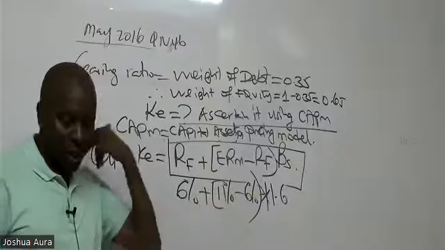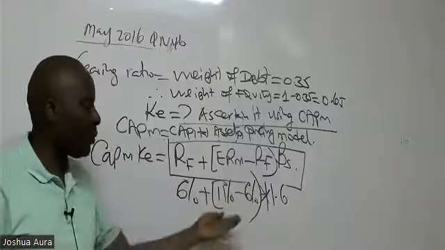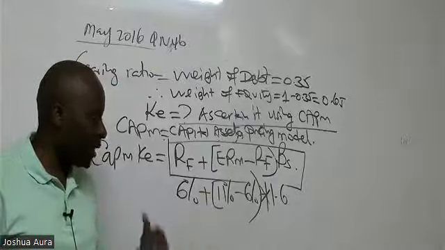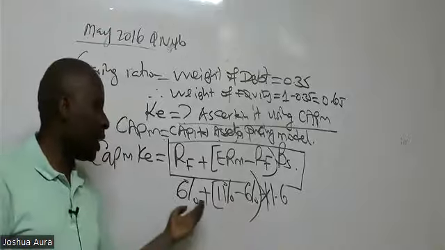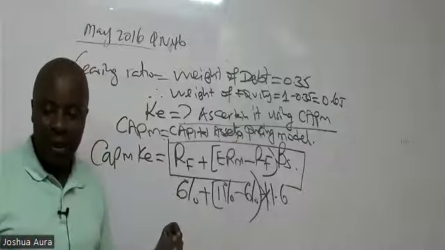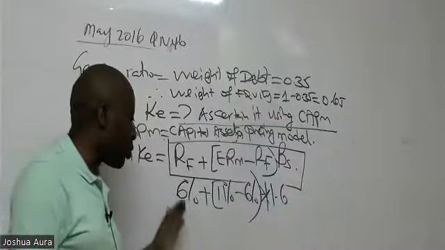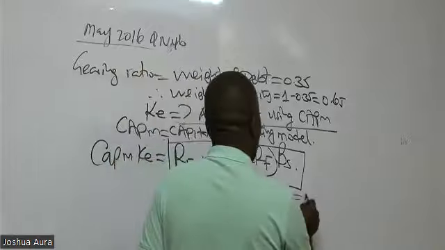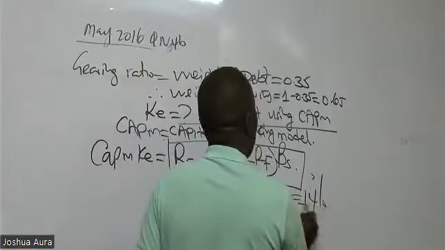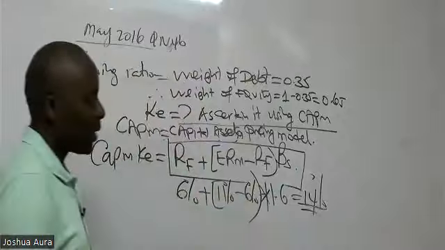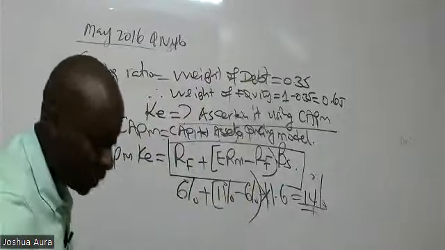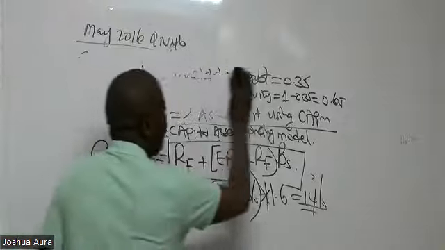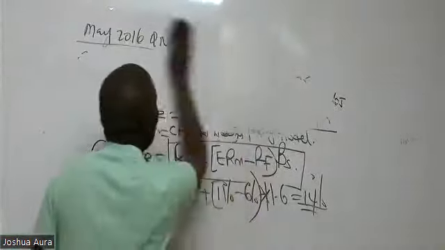11 minus 6 is 5%. So 5 times 1.6, I get that figure. I think it's 8 or something. So once I get 8%, then I'll add 8 to 6, which will end up giving me 14%. I can also divide to have this in form of decimals. So I'm being told that this is 14%. Great. Thank you so much.